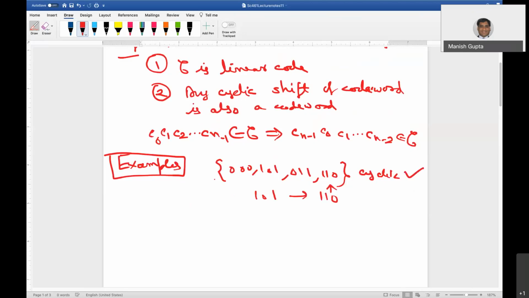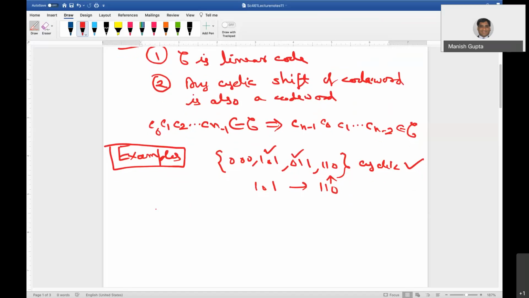And so two conditions are very important. That code should be a linear code. This is a linear code because these two can act as a generator matrix, and sometimes you get a third code word. Now, this is your first example.